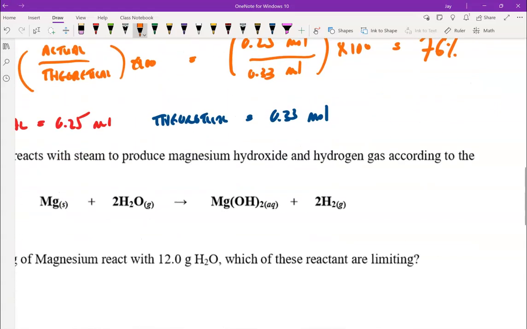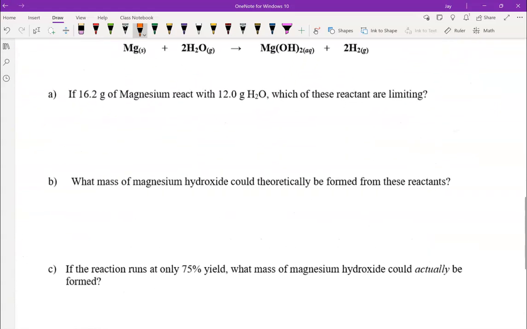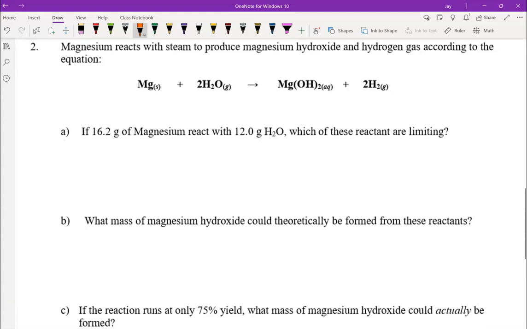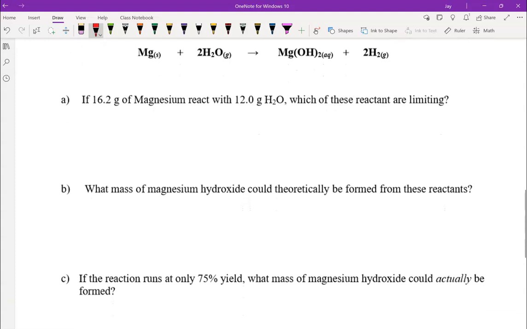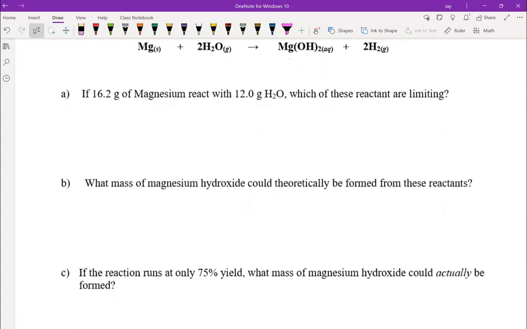Okay, that took me 5 minutes. That didn't take long. Let's do this last one. It says if 16.2 grams of magnesium react with 12 grams of H2O, which of these reactants is limiting? Well, we're going to pick one of these two products. And notice that it mentions magnesium hydroxide later on. So I'm going to use that as my test.